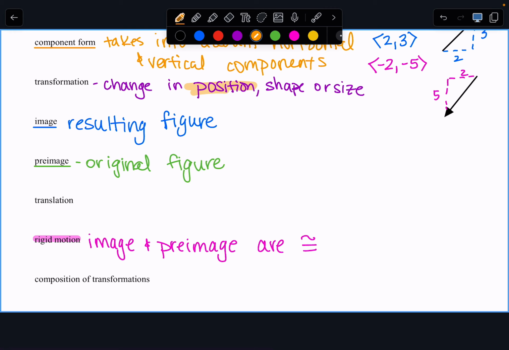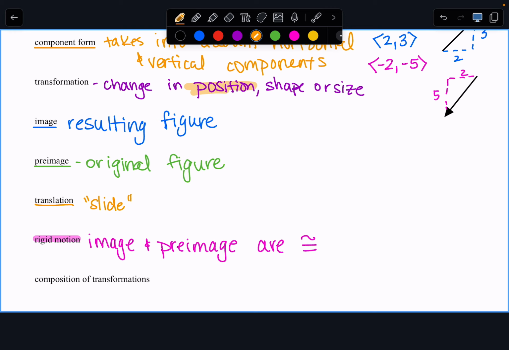Now, coming back, our translation. A translation is basically a slide. We are going to slide the image. Basically, we're going to move it left or right and or up or down. It's going to slide. All right?